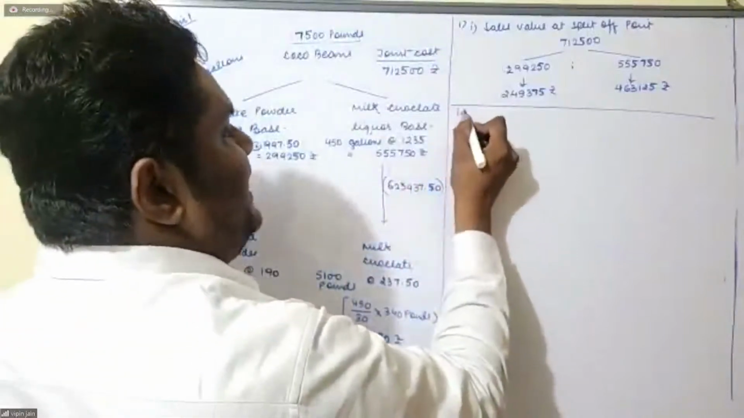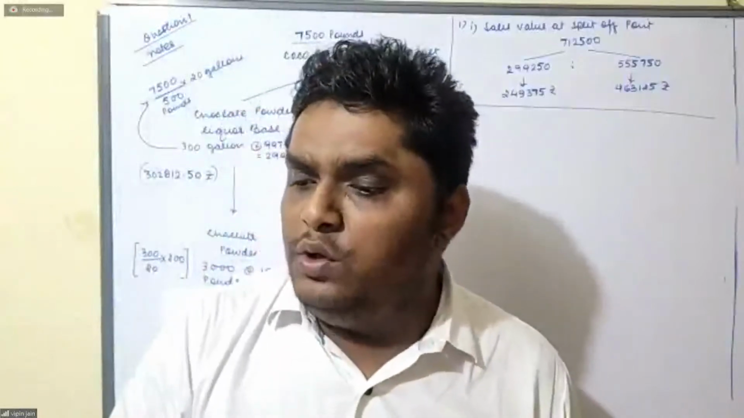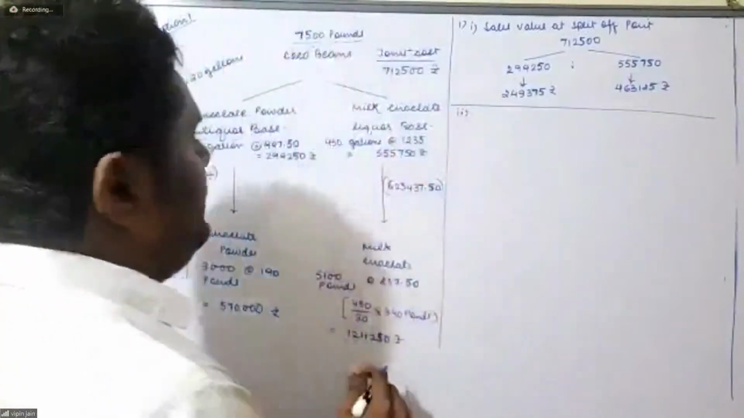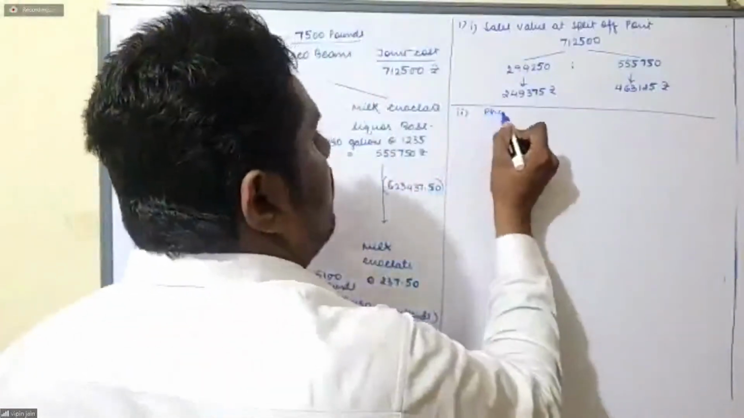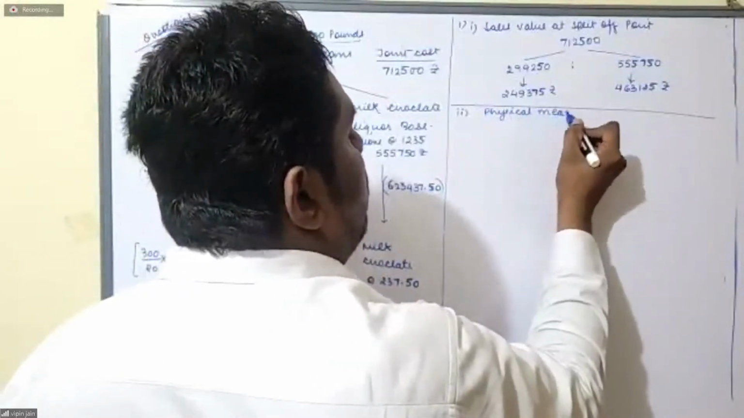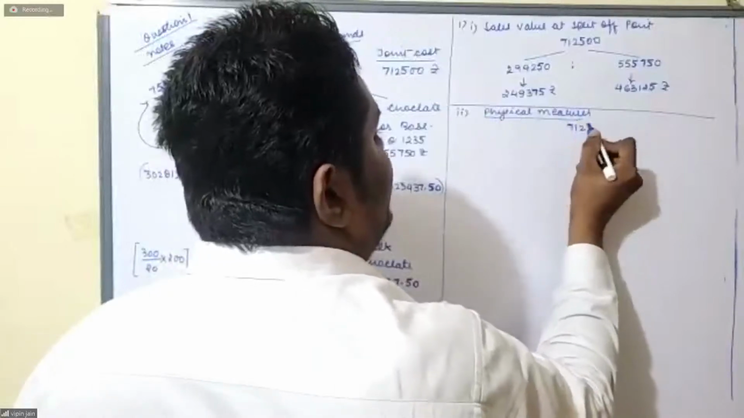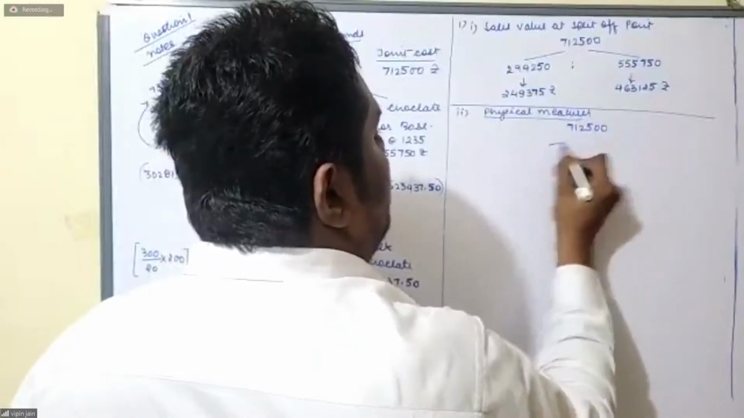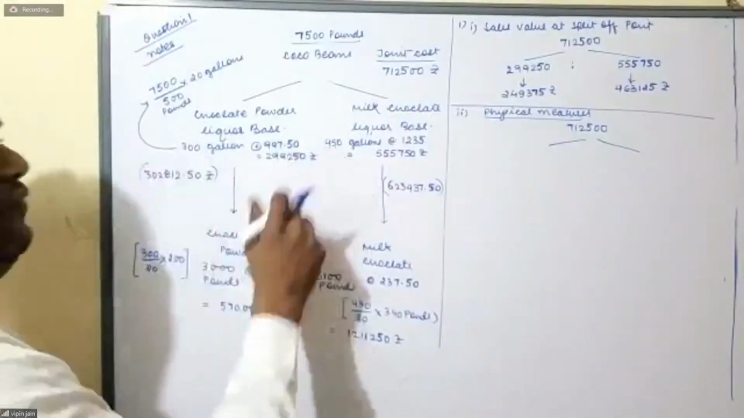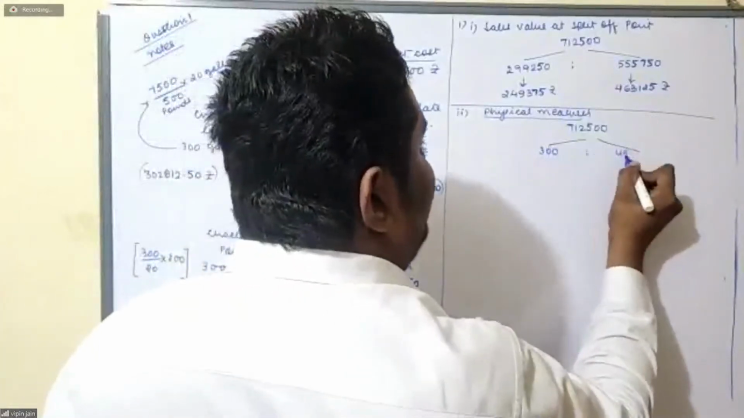Now let's start with the second method, wherein we have to distribute the joint cost in the ratio of physical measures, that is the number of gallons. Again, 7,12,500 will be distributed in the physical ratio, that is 300 gallons is to 450 gallons. So my ratio will be 300 is to 450.